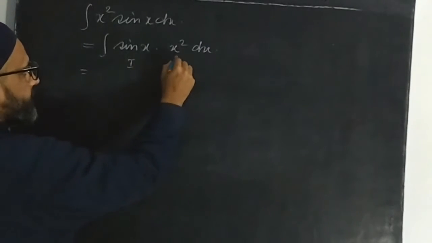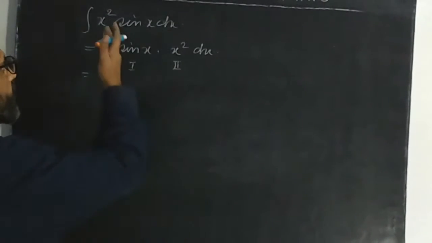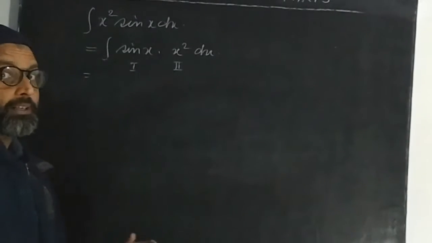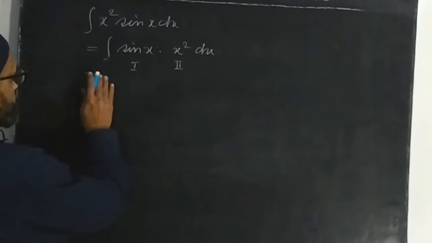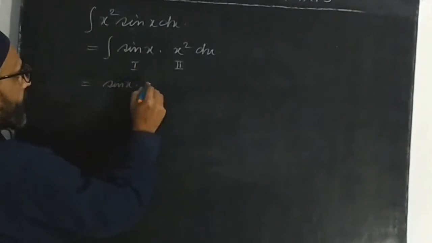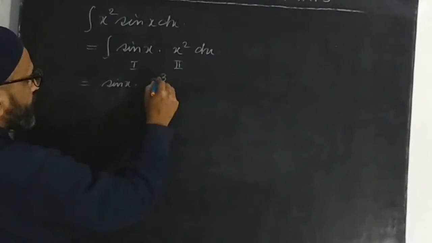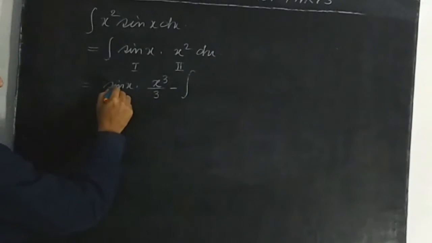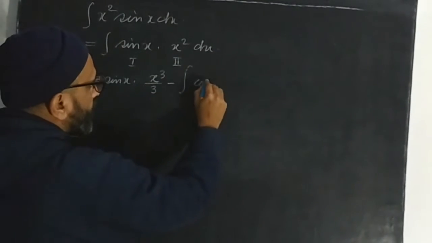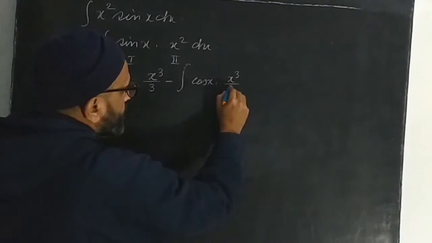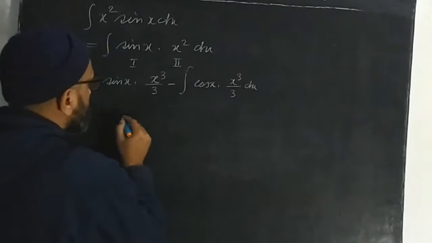So the first function is sin x and the second function is x square. Because multiplication is commutative, we may write x square sin x as sin x into x square, but here the sequence matters very much. So you see, by integration by parts, first function as it is, integral of the second, which is x cube upon 3, minus integral as a whole, differential of first, that is cos x, and integration of the second as x cube upon 3 dx.